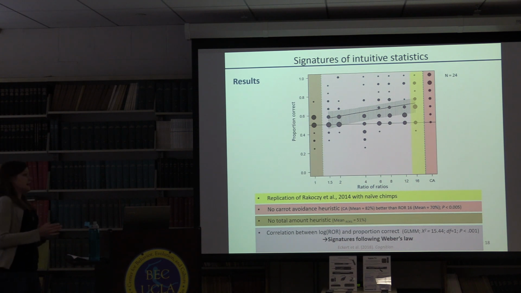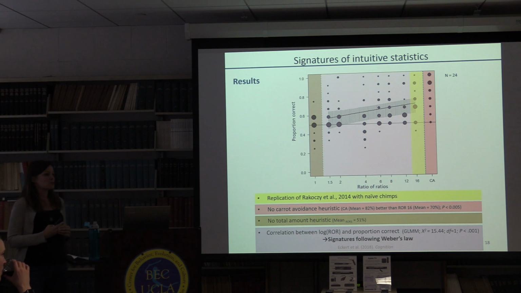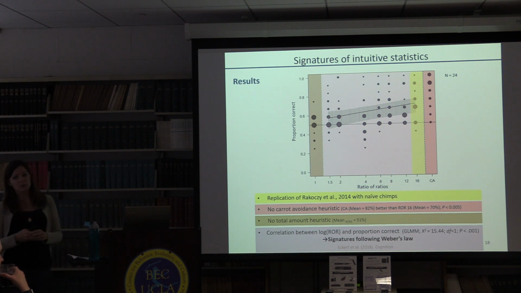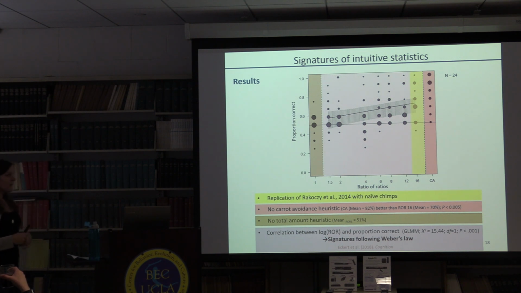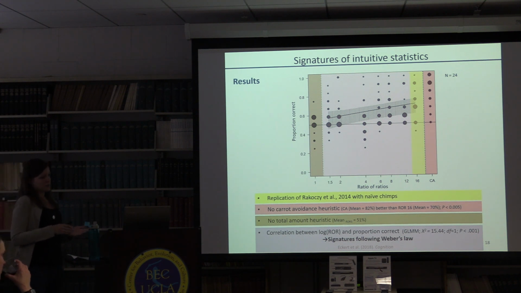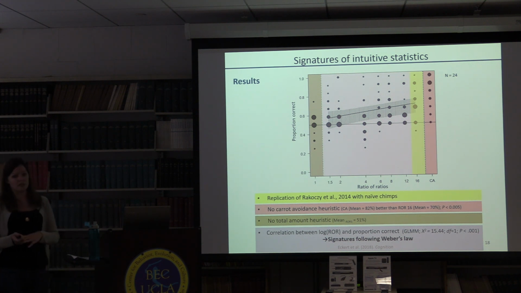Yeah, when we obtained these findings, we started wondering what this would look like if we presented humans with the same task. So we developed a computerized version of the same task and tested human adults. And also for them, we found a highly significant correlation between the ratio of ratios and the proportion of correct choices. Again, if you would like to see the human data or hear more about them, I'm happy to show you some extra slides later.